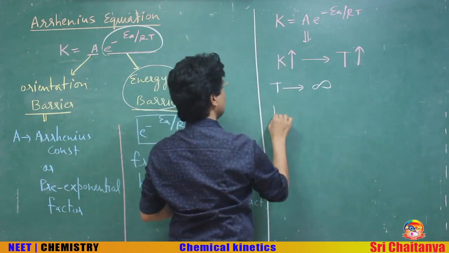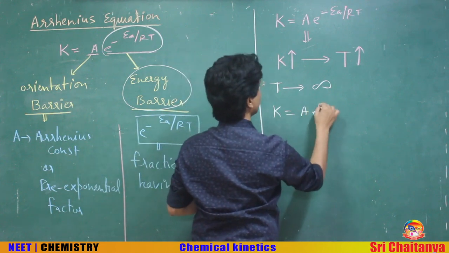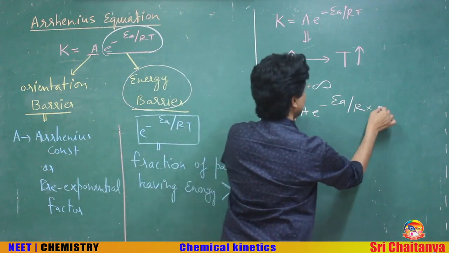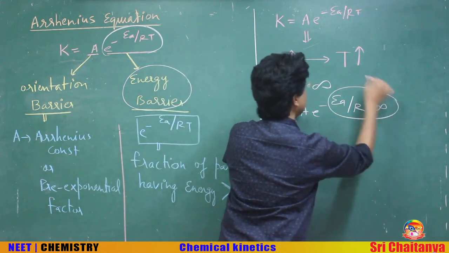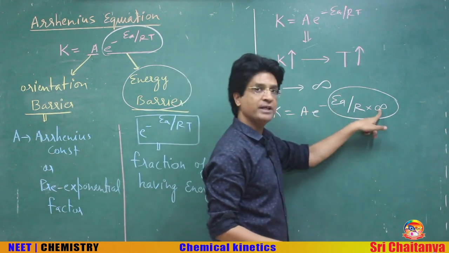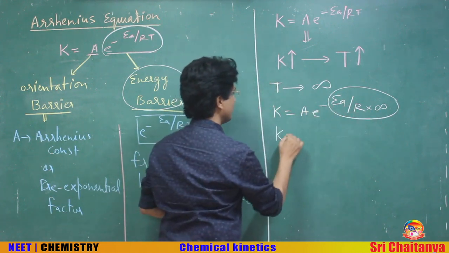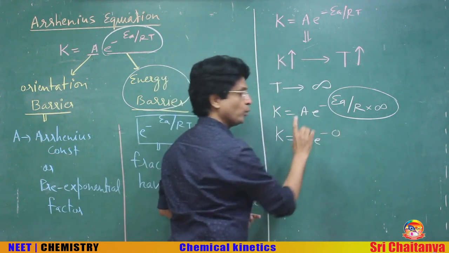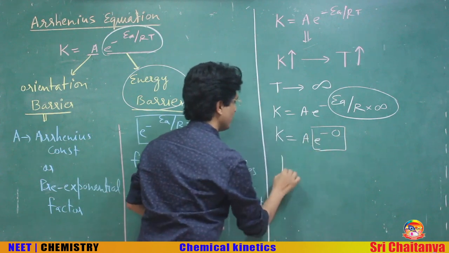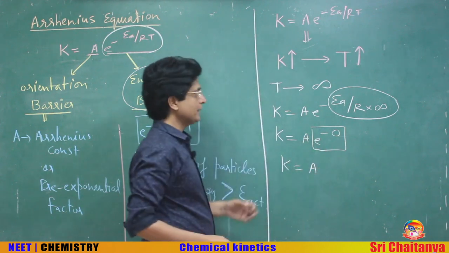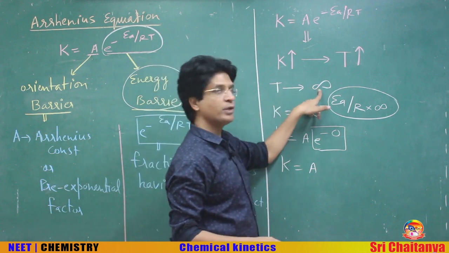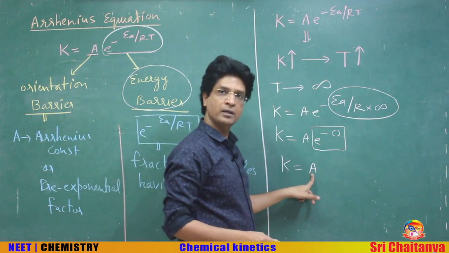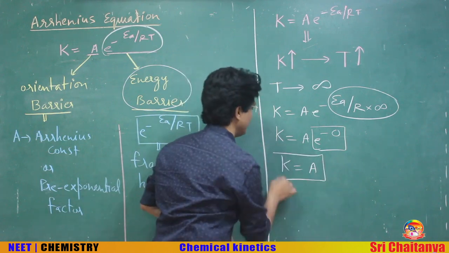From this equation, K equals A e to the power of minus Ea by RT. If you put temperature as infinity, Ea divided by infinity will be 0. So K will be A times e to the power of minus 0, which is nothing but 1. So K will be equal to A. That means if I increase the temperature to infinity, the maximum value of K which can be achieved is A, not more than that.